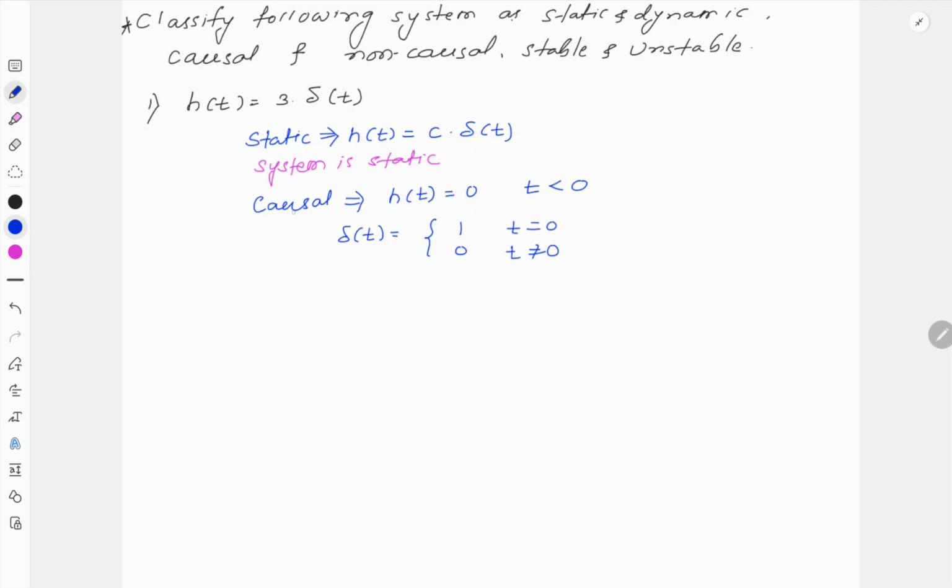Therefore, it satisfies the equation for causality. Hence, the system is causal.